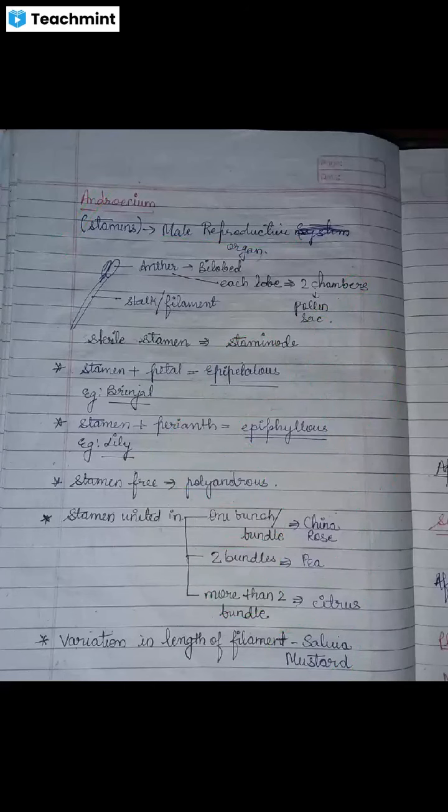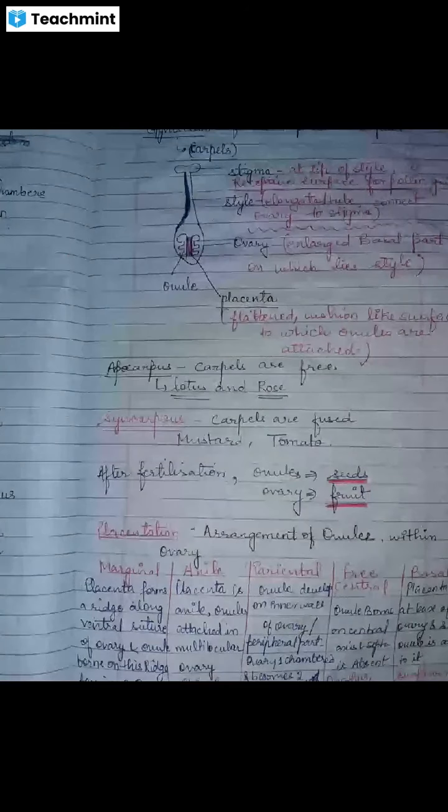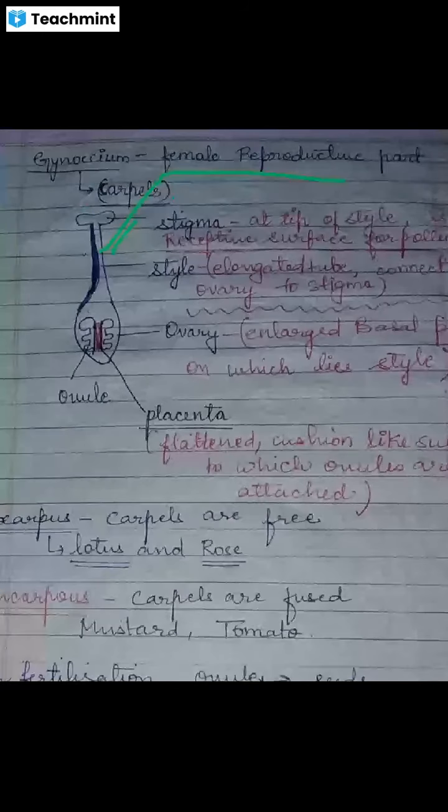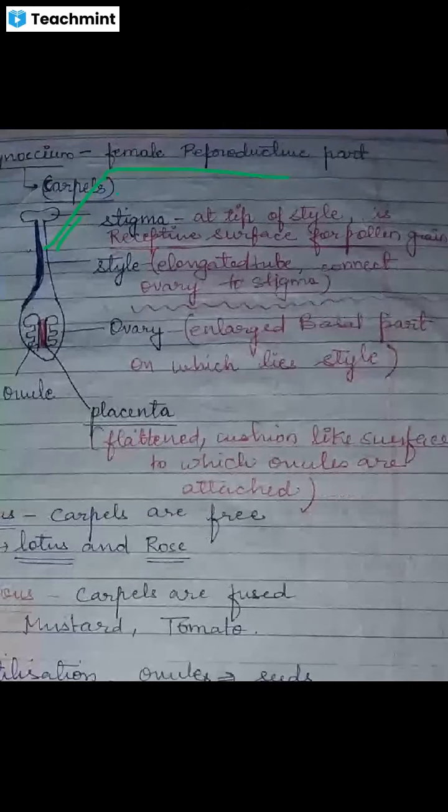Next topic that we have is gynoecium. See, gynoecium is the female reproductive part. It has a stigma. Stigma is at the tip of the style and is the main receptive surface for the pollen grain. Then we have style, which is the elongated tube-like structure that connects the ovary to the stigma. Then we have the ovary, which is the enlarged basal part on which lies the style.